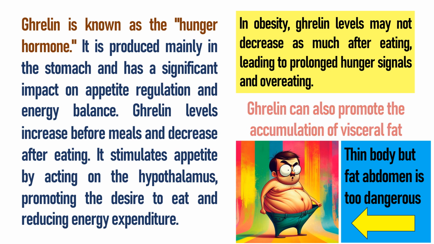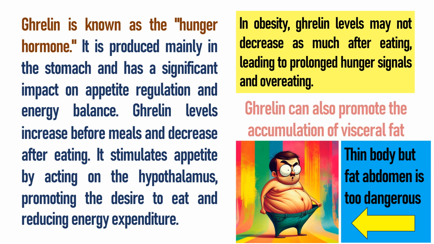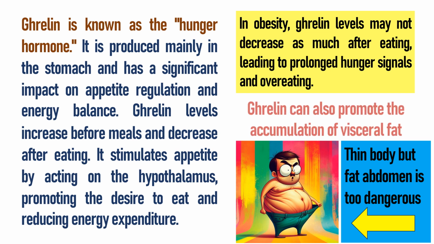Ghrelin is known as the hunger hormone. It is produced mainly in the stomach and has a significant impact on appetite regulation and energy balance. Ghrelin levels increase before meals and decrease after eating. It stimulates appetite by acting on the hypothalamus, promoting the desire to eat and reducing energy expenditure. In obesity, ghrelin levels may not decrease as much after eating, leading to prolonged hunger signals and overeating. Ghrelin can also promote the accumulation of visceral fat.